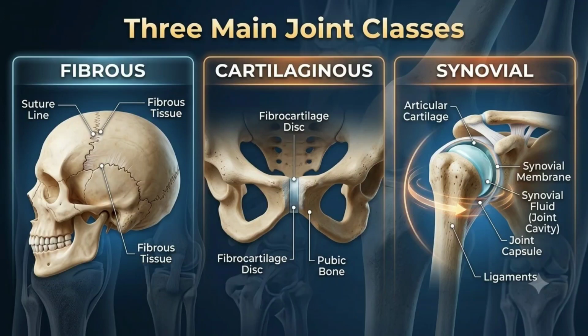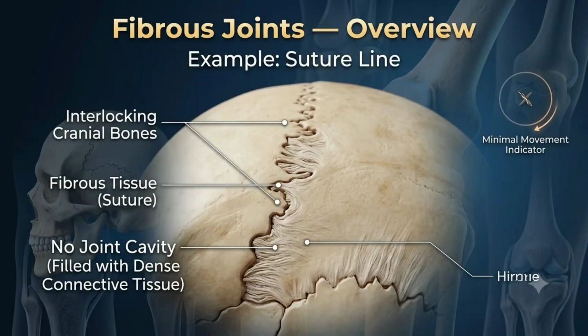Joints can be classified structurally into three main categories: fibrous joints, cartilaginous joints, and synovial joints. The main difference between these categories is the type of tissue connecting the bones and the amount of movement that is possible. Let's look at each category. Fibrous joints are the joints in which the bones are connected by fibrous connective tissue. They do not contain a true joint cavity and generally allow very little movement.